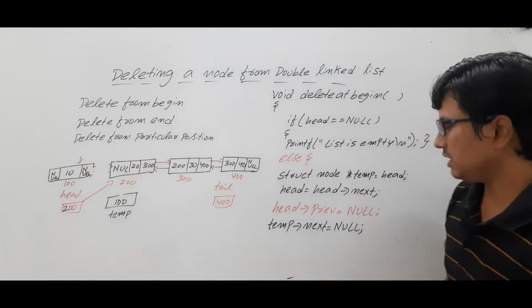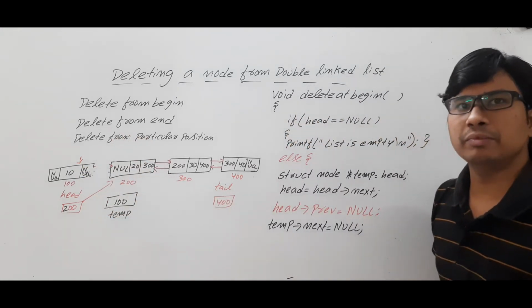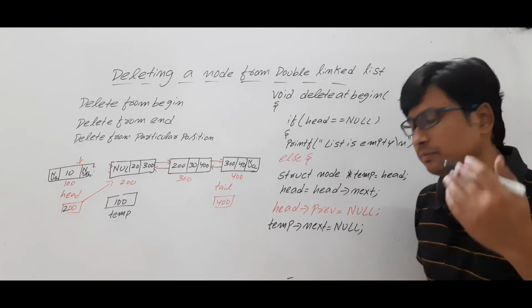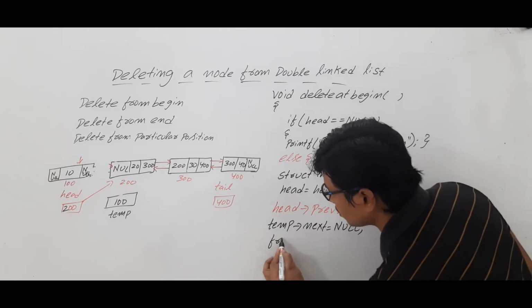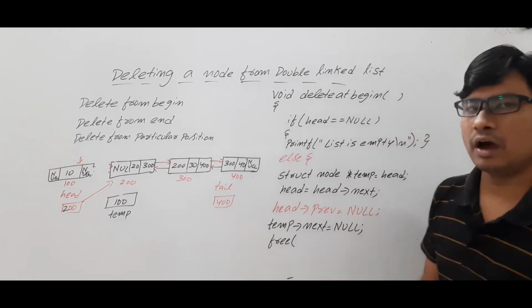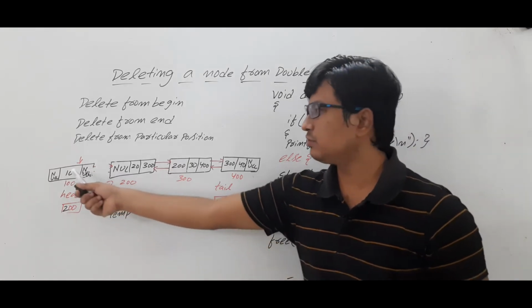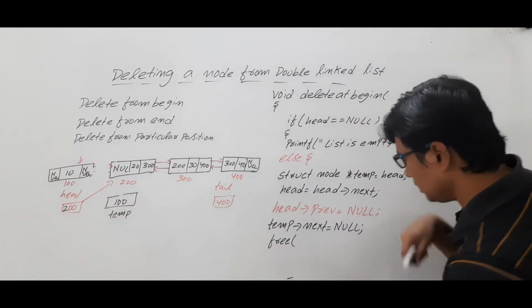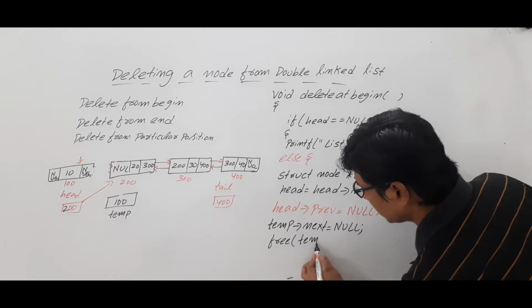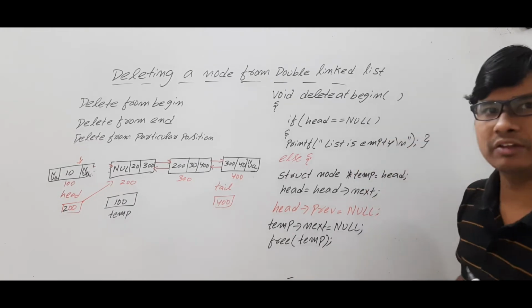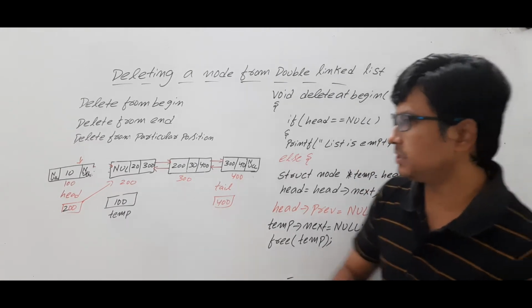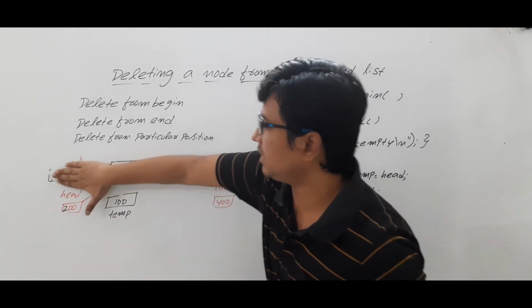Now you have to release the memory. How to release the memory which is allocated during runtime? Using the function called free. Here we have to specify the pointer which is pointing to this memory location, which is temp. Are you able to understand? Then the memory will be released. If the memory has been released, it is done.